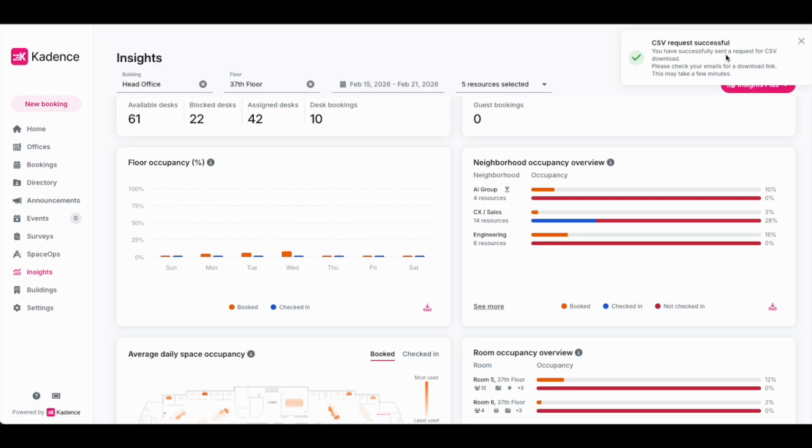Good exports give workplace leaders leverage. Instead of anecdotes, you can bring evidence, clear charts, segmented views, and credible numbers that support space planning and operational decisions.